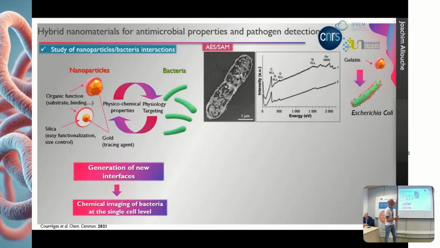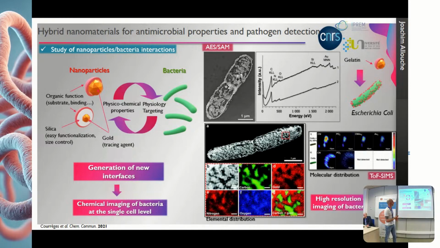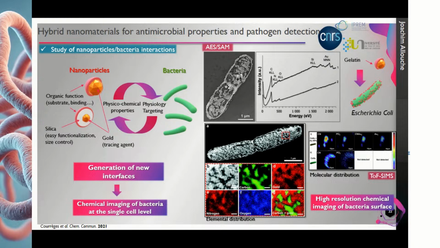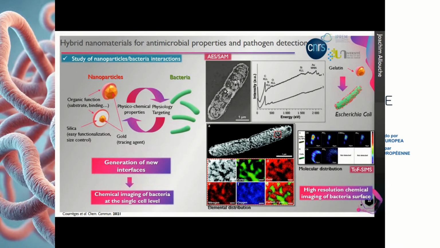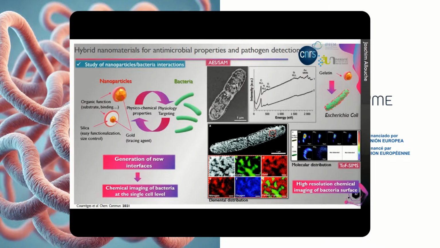For example, we published a first article where we wanted to target cells with gold nanoparticles in order to image such cells and to identify some interfaces at the cell level. Typically, we use Auger spectroscopy in order to have an elemental distribution at very high spatial resolution, and we also use ToF-SIMS in order to have molecular information on these bacteria.